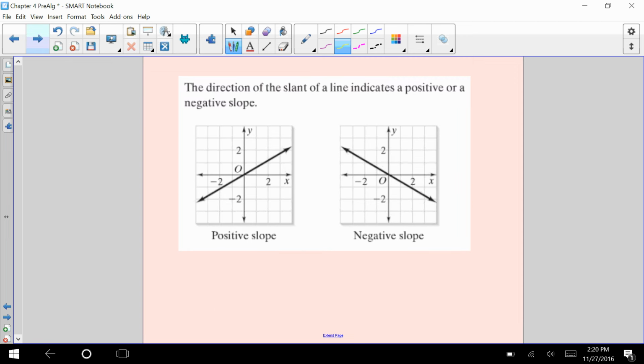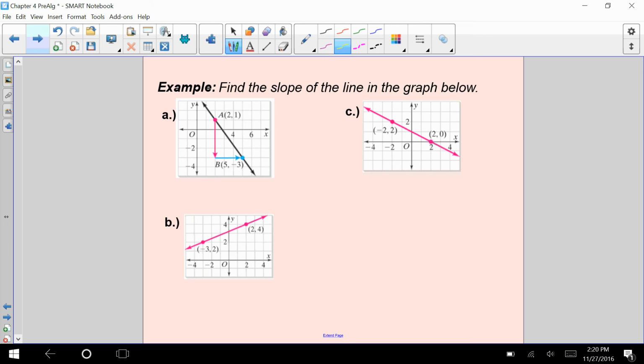All right, the direction of the slant of a line indicates a positive or negative slope. So in this first one, the line goes up from left to right, so that is a positive slope. The second one, the line goes down from left to right, so that is a negative slope. We're going to find the slope of each of these lines. In the first one, you'll notice that there is a vertical change of 4, but it's down, so we're going to call that a negative 4. And then we go to the right 3. For our slope, we always do rise over run, so it's negative 4 over 3. We do not need to change that. We don't need to make it a mixed number. That actually just complicates it more.